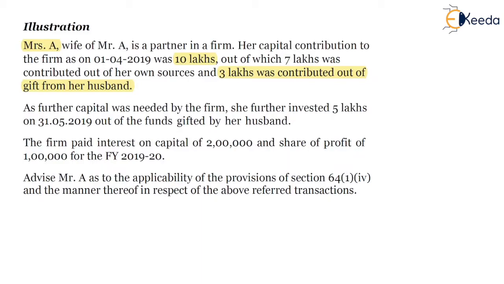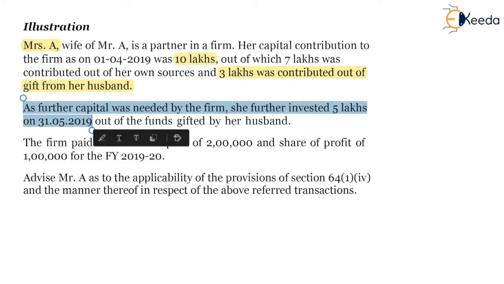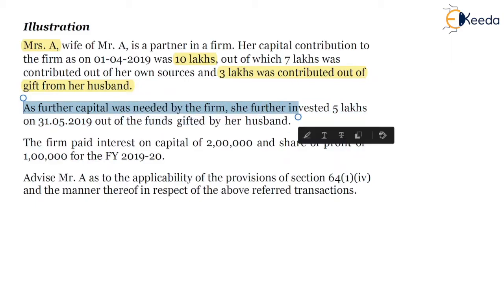So friends, second para, as further capital was needed by the firm, she further invested 5 lakhs on 31st of May 2019. So friends, as far as the ratio is concerned, we are concerned with the balance as on 1st of April 2019. Any amount contributed thereafter won't be relevant. Correct? Won't be relevant for both numerator as well as denominator. And in this case, the amount contributed on 31st of May 2019 will be relevant for calculating balance for 1st of April 2020. So friends, as far as this provision is concerned, it won't affect the ratio at all. Numerator wise also not, denominator also wise not.